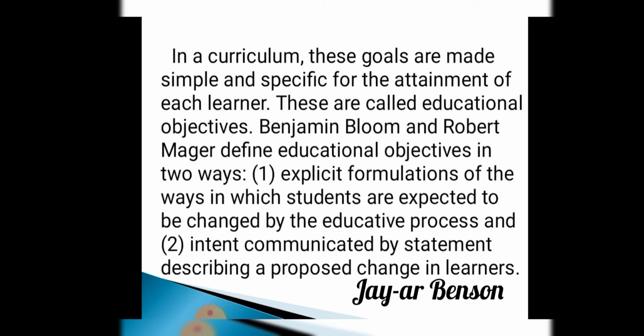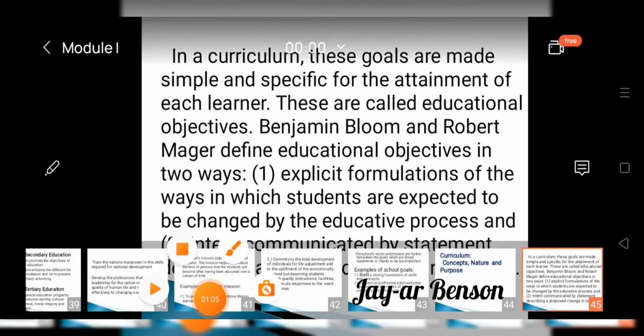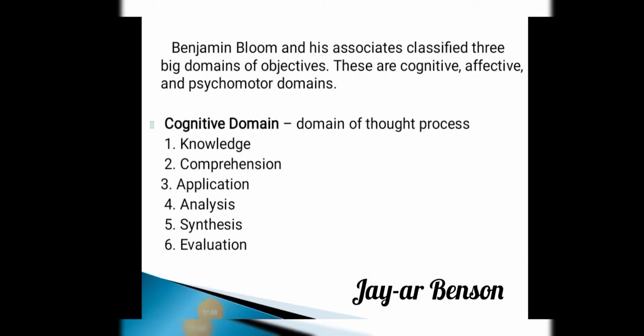So Benjamin Bloom and Robert Major define educational objectives in two ways: first, explicit formulations of the ways in which students are expected to be changed by the educative process, and the second one is intent communicated by a statement describing proposed change in the learners. So Benjamin Bloom and his associates classified three big domains of objectives. These are cognitive, affective, and psychomotor domains.